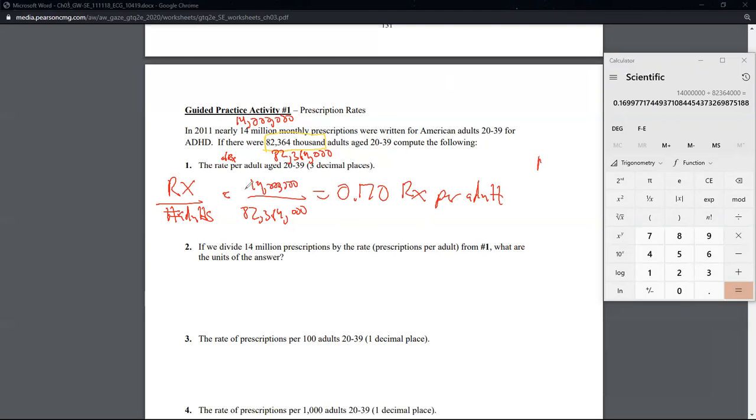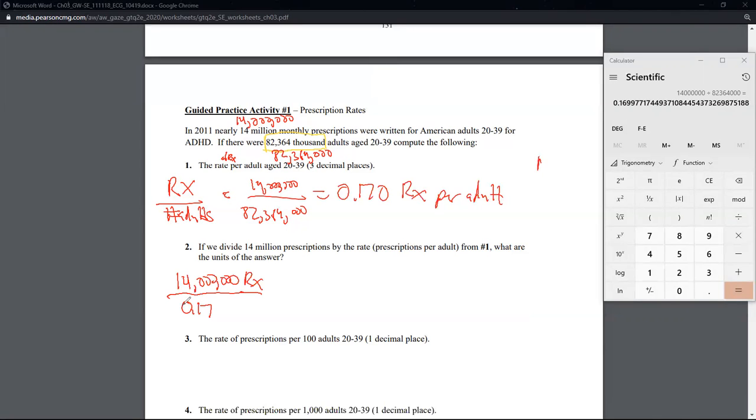We're still on annotate? Yes, we are. If we take 14 million prescriptions and divide it by the rate that we just got, which is 0.17 Rx per adult. So that's 14 million prescriptions. We want to use our units because we're good QR students. And we're going to divide this by 0.17 prescriptions per adult. Now, here's where things get weird.